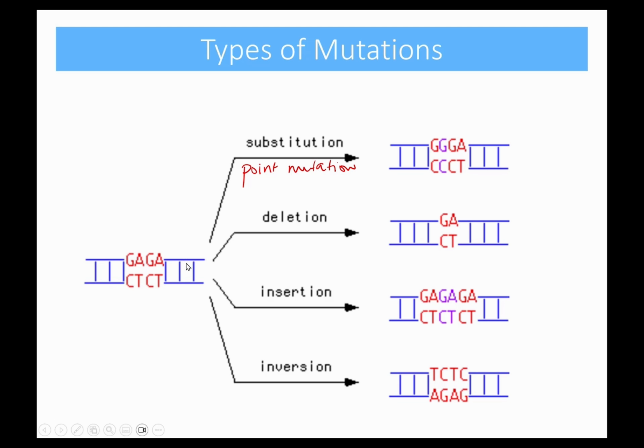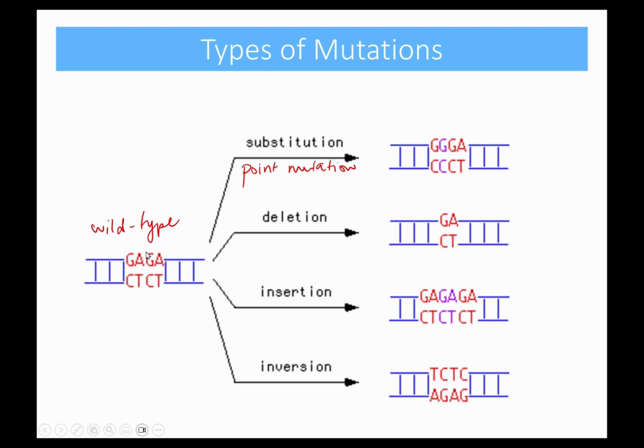So here, this is the normal, but we seldom ever call it normal. We call it wild type. Wild type is the most common sequence in the population. The word normal is not something we use in genetics, so wild type.